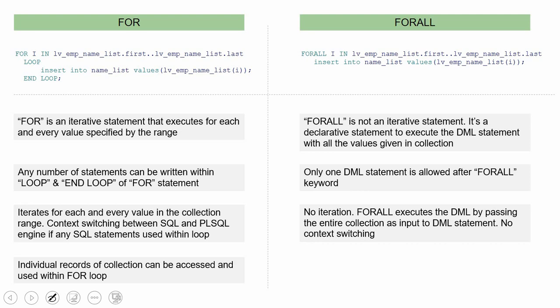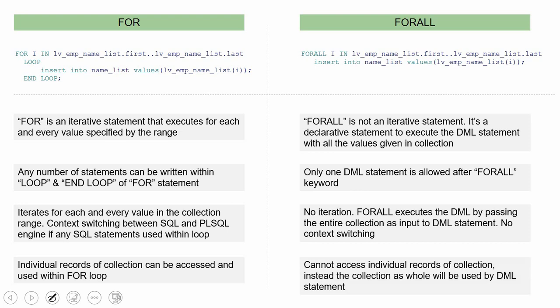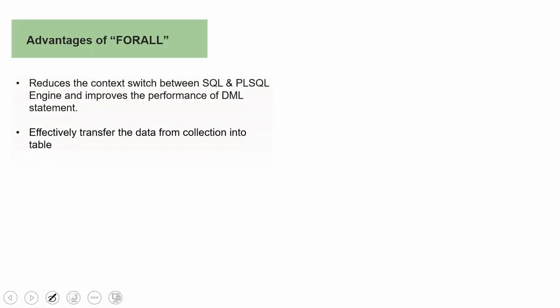The next difference is, we will not be able to access the individual records in FORALL, whereas in FOR it is possible. We can access each and every individual element, each and every record of the collection, using FOR iteration. Whereas in the FORALL keyword, the collection will be used as a whole and will be bound to the DML statement. So we will not be able to access each and every record of the collection, but as a whole collection, we will be able to use it in FORALL. So these are the key points with respect to differences you need to mention.